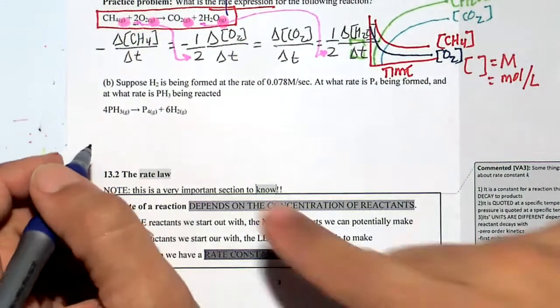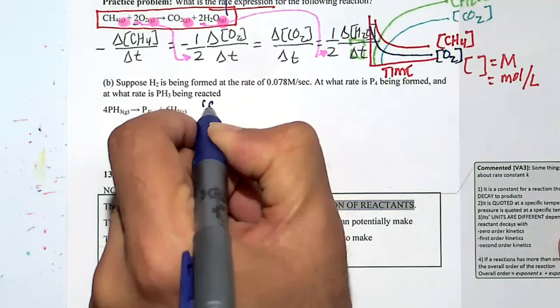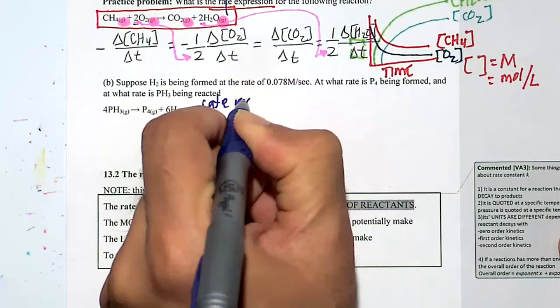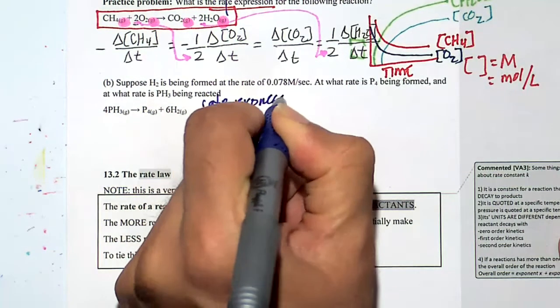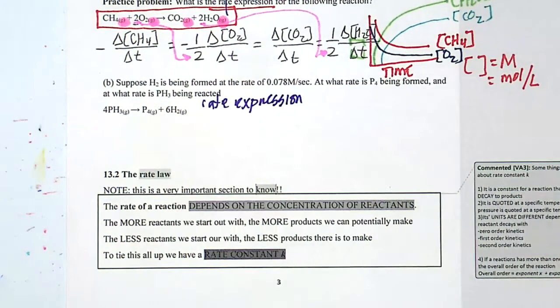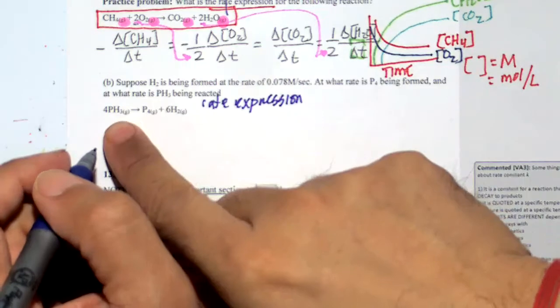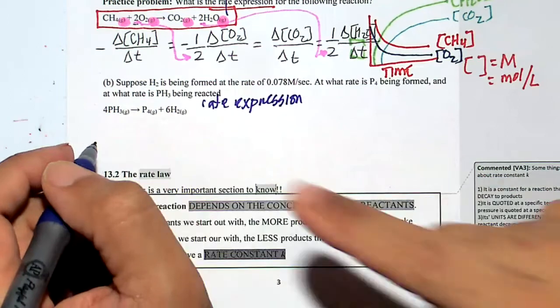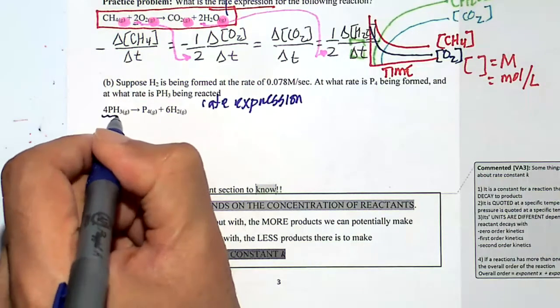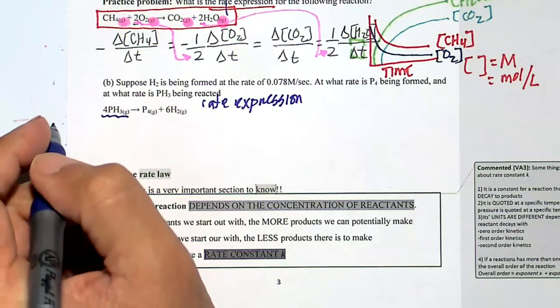Let's do this one problem here. So first of all, we're talking about rate expression. All right, so let's do the rate expression for this reaction. Okay, this is a reactant, PH3. It's going to go down.